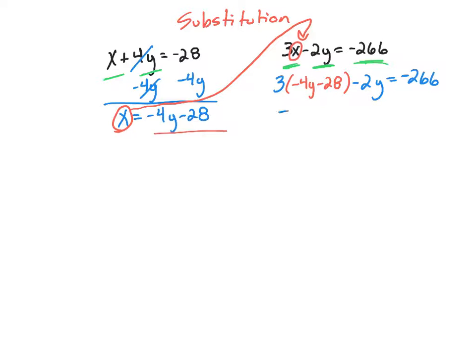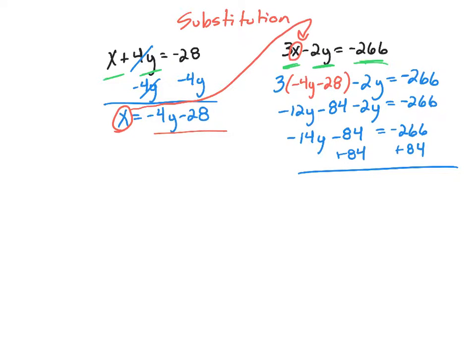So first I'm going to distribute. So I get negative 12y minus 84 minus 2y is equal to negative 266. Then I'm going to combine like terms. I'm going to get negative 14y minus 84 is equal to negative 266. Then I'm going to add 84 to both sides of my equation, which gives me negative 14y is equal to negative 182. And then if I divide both sides by negative 14, y is then equal to 13. So this is useful because in my ordered pair, I know the y is going to be equal to 13.